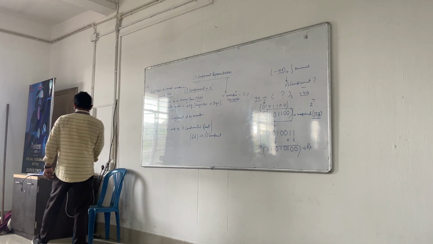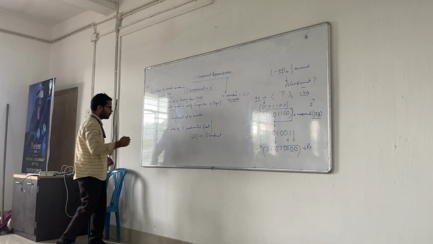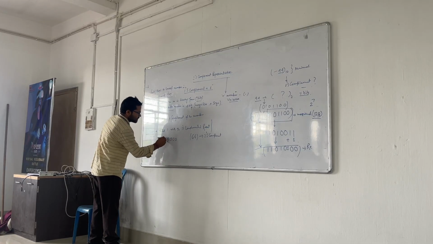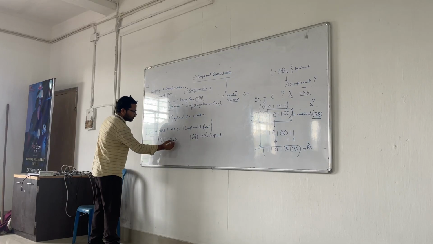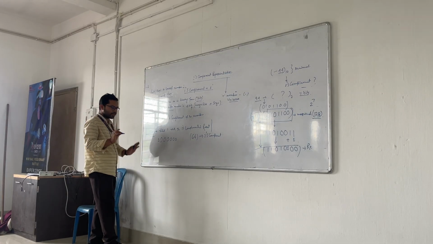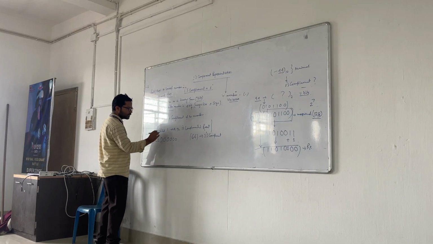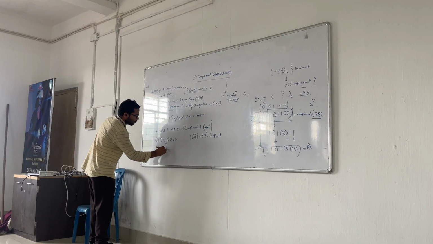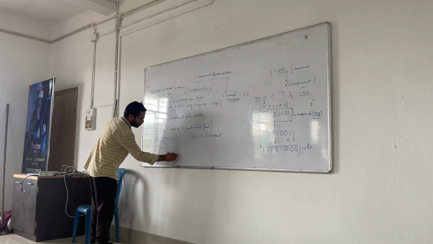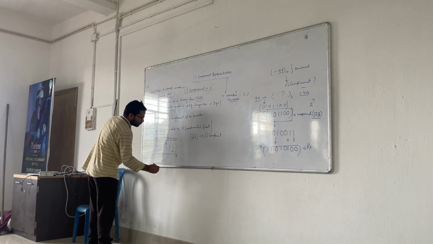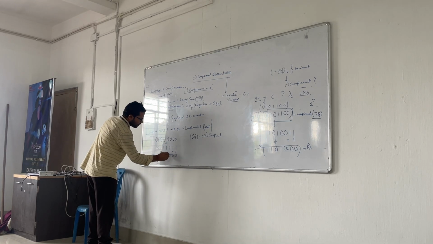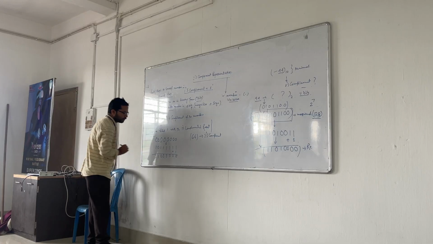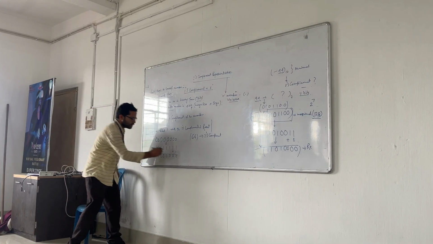That 64 means what? 64 means 1 2 4 8 16 32 64, 1 2 3 4 5 6 7, already 7 bits, and the sign is plus, that's why 0. Now its one's complement is 1 0 1 1 1 1 1 1, plus 1. So that is the two's complement result.